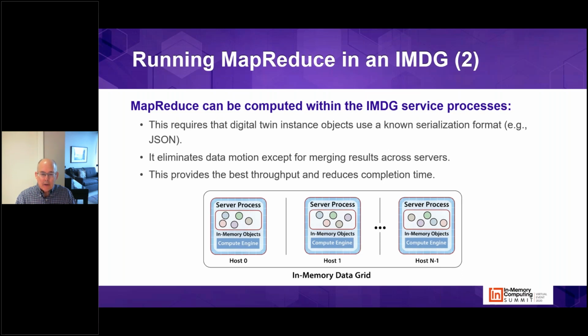And by doing this, we can eliminate the data transfer through IPC and give us the best combination of throughput and completion time. The restriction that is imposed here is that the server has to understand the serialization format for the state objects. So if we can agree on a format like JSON, then the server can extract the interesting properties for the mappers and for the group by from all the state objects, perform the MapReduce, and return the result.